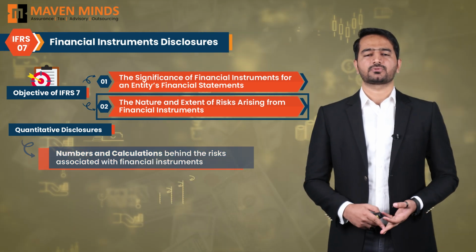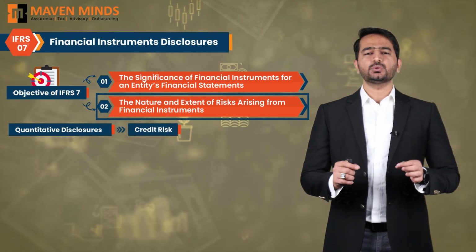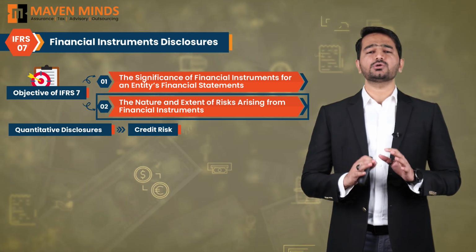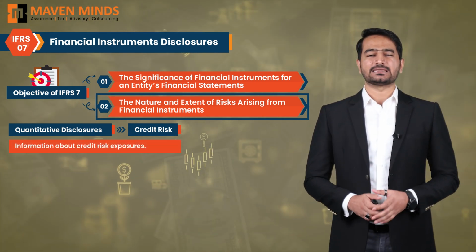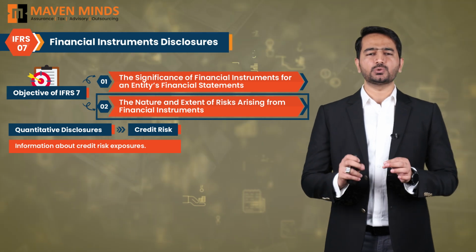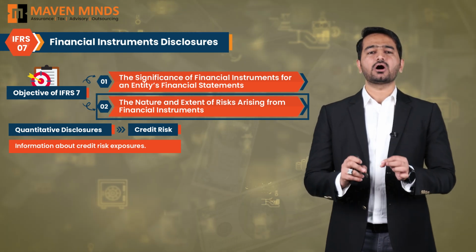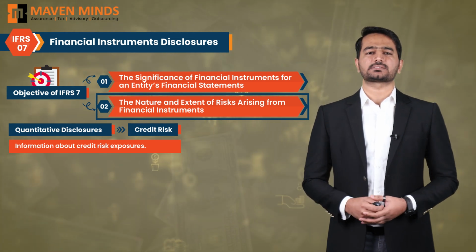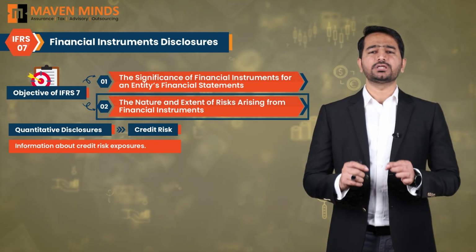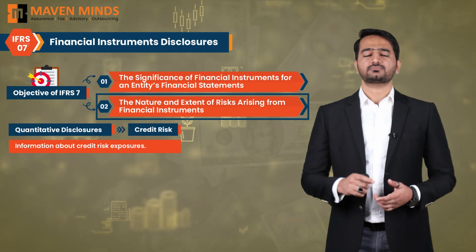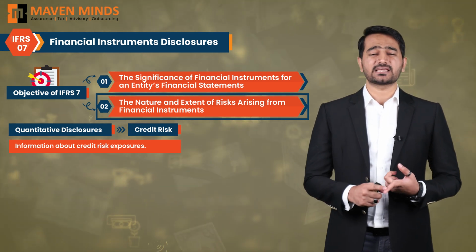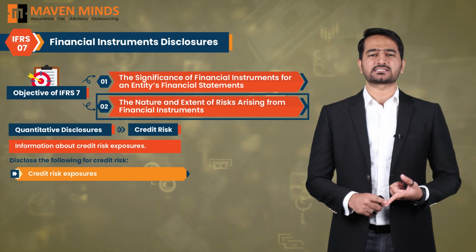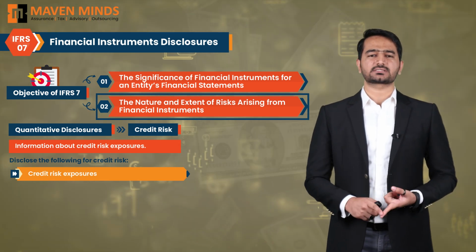For credit risk, you need to disclose several key pieces of information, mainly around your credit risk exposures. These disclosures help users understand how exposed you are to the risk of non-payment by your counterparties. Here is what you need to disclose for credit risk. Number 1, credit risk exposure. This includes the amount of your financial assets that are exposed to the credit risk.